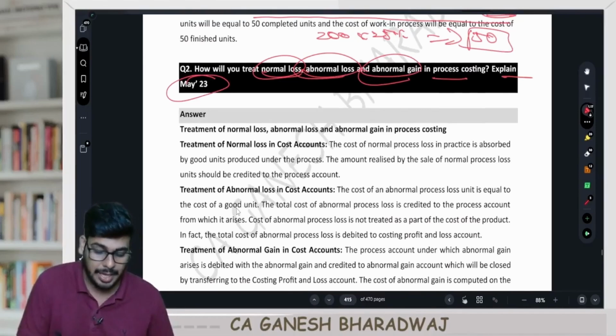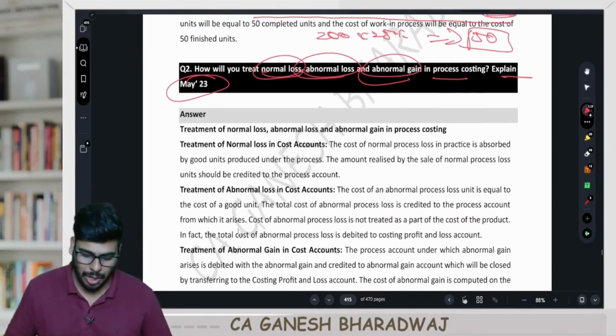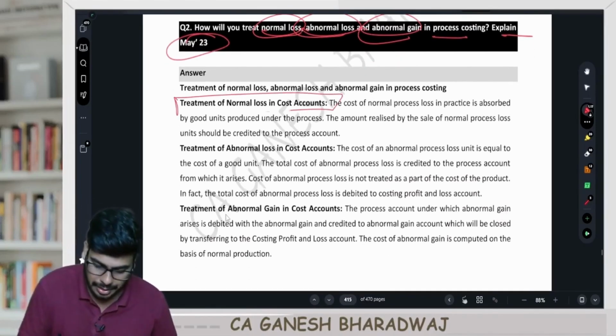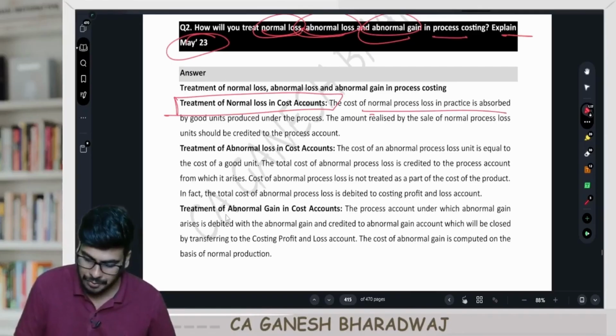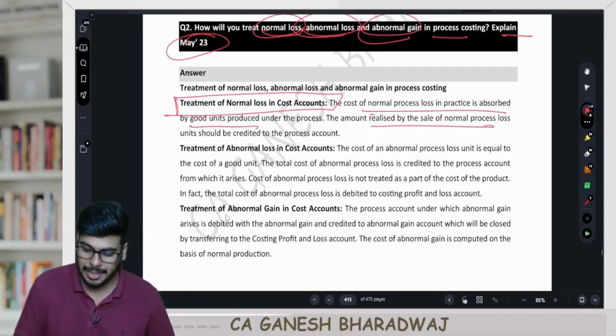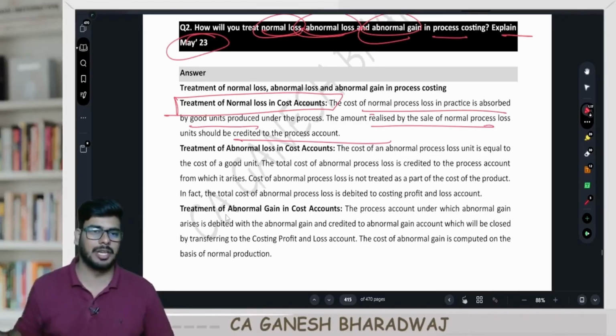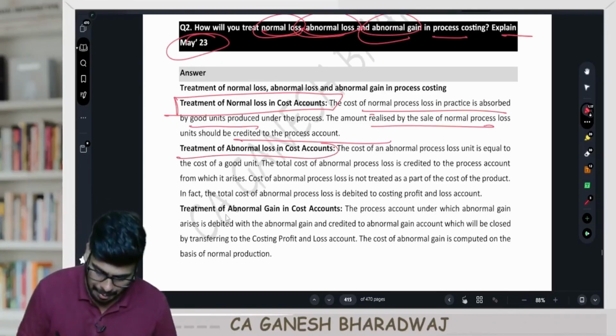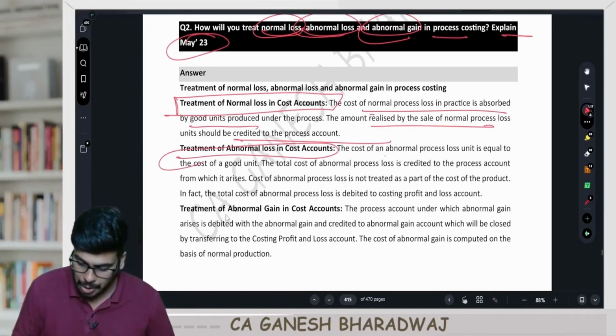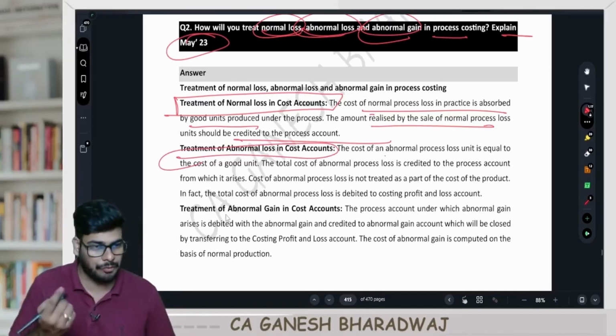Then, how will you treat normal loss, abnormal loss and abnormal gain in process costing? Explain. This was an exam question. So normal loss: the cost of normal loss is absorbed by the good units produced. The amount realized by the sale of normal loss should be credited to the process account. That's all, right? Then abnormal loss. The cost of abnormal loss is equal to the cost of a good unit, correct?